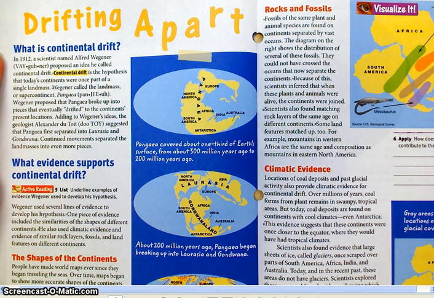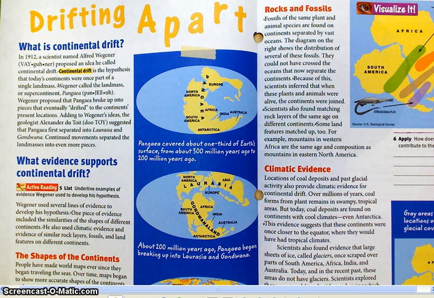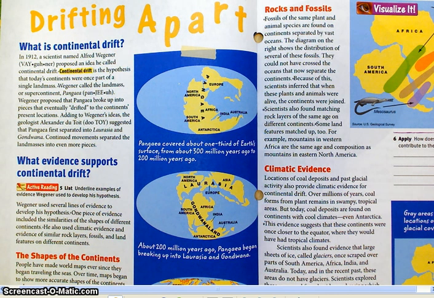Continental drift is the hypothesis that today's continents were once part of a single landmass. Wegener called the landmass or supercontinent Pangaea, and Wegener proposed that Pangaea broke up into pieces that eventually drifted to the continents' present locations. Adding to Wegener's idea was the geologist Alexander Du Toit, and he suggested that Pangaea first separated into Laurasia and Gondwanaland, or just Gondwana.